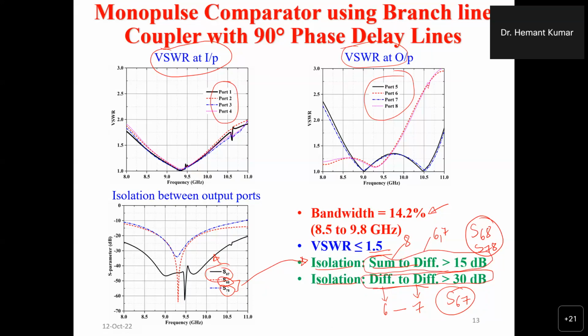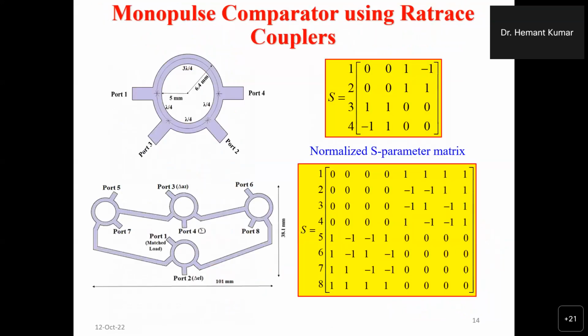Then the third that we can design is a monopulse comparator using a rat race. What is a rat race? The rat race is a very simple configuration. If you see here, there are 4 ports: port 1, port 3, port 2, and port 4. This length is lambda by 4, this length is lambda by 4, this length is lambda by 4, and this length is 3 lambda by 4. So the total perimeter of this circle is 3 lambda by 2.